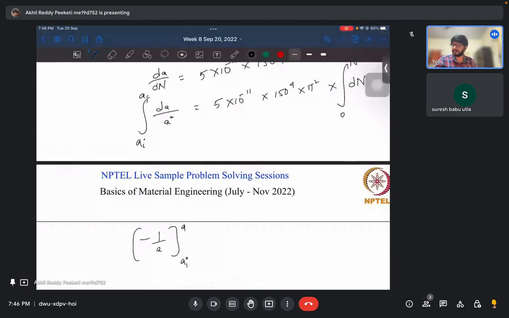So this entire calculation, let's see what it would be. 5 into 10 power minus 11 into 150 power 4 into pi square gives 0.2498 into n. So now minus 1 by AC plus 1 by AI is equal to 0.2498 into n. So basically 1 by AI minus 1 by AC is equal to 0.2498 into n. So what is AI?